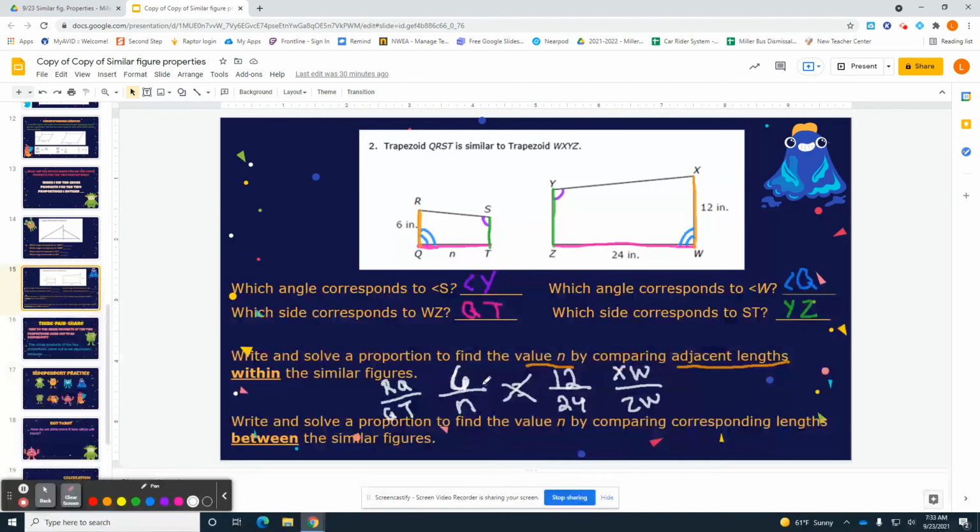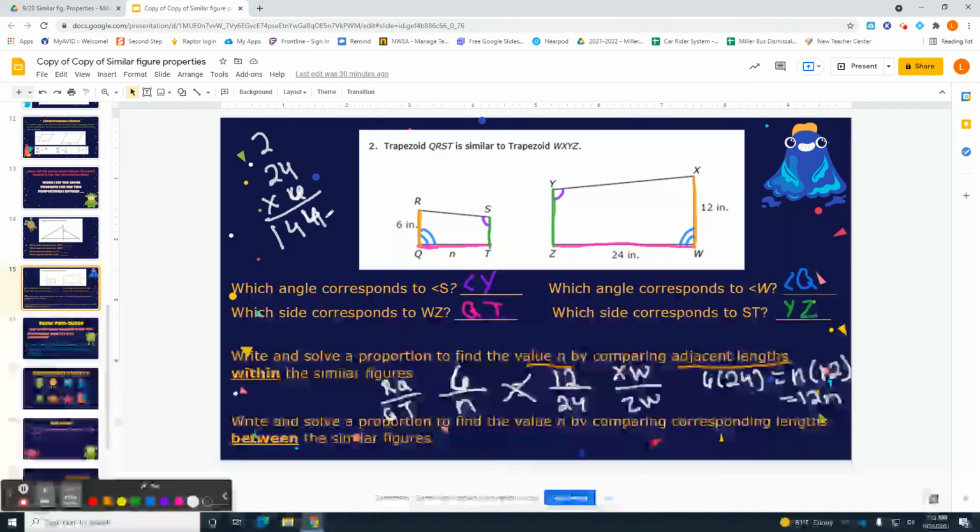I want to find the value of n, so I'm going to have 6 times 24 and n times 12. So I'm going to erase this. No, I'm not going to erase it. I'm going to leave it there. So I have 6 times 24 is equal to n times 12, which is 12n. And then 6 times 24. So what is 24 times 6? That's a 6, and this is a 4. Sorry, guys. So 6 times 24 gave me 144.